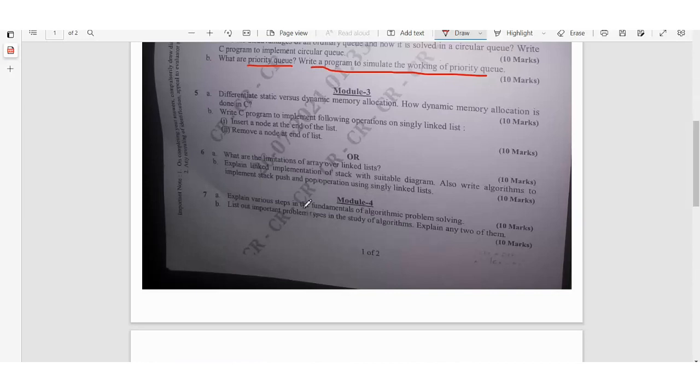Now let's see module 4, 7A: explain the various steps in the fundamentals of algorithmic problem solving. And then 7B: list out the important problem types in the study of algorithms. Explain any 2 of them. There will be many, but they are asking only to explain any 2 of them.